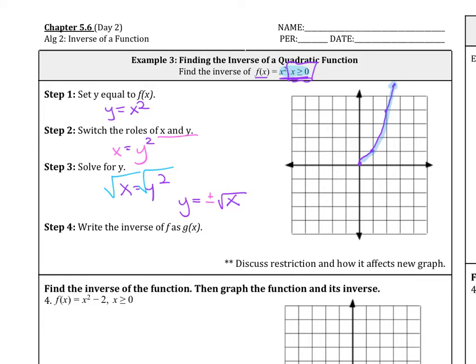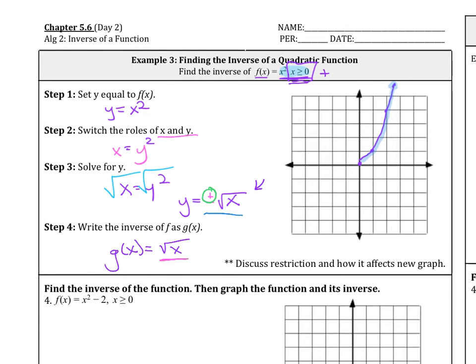So in our inverse function, we get plus or minus. Now, because we're only looking at the positive side of the parabola, that means we're only looking at the positive side of the square root. So if x is greater than or equal to 0, that is positive. Therefore, we're only looking at the positive in this case, just to emphasize that. So g of x equals the positive square root of x.